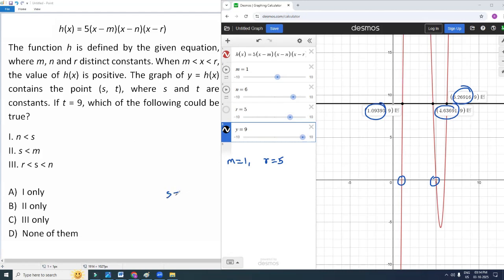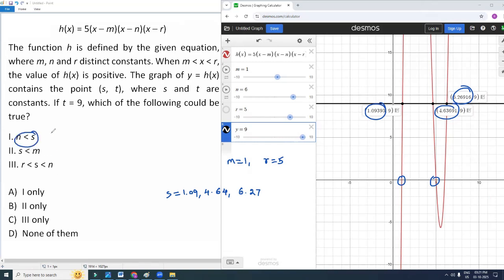Now let me write the different possible values of s. That is s equals 1.09393, it keeps going. Let me round this value to the nearest hundredth. Then we get s equals 1.09. And when I round this value to the nearest hundredth, I'm getting 4.64. And when I round this value to the nearest hundredth, I'm getting 6.27. Now let's consider the three statements we have over here.